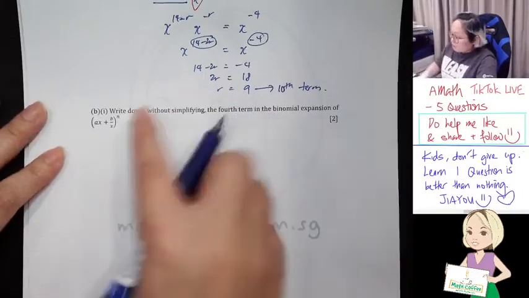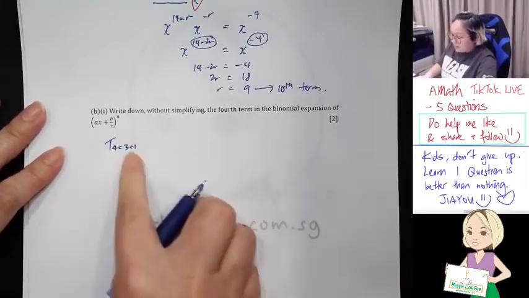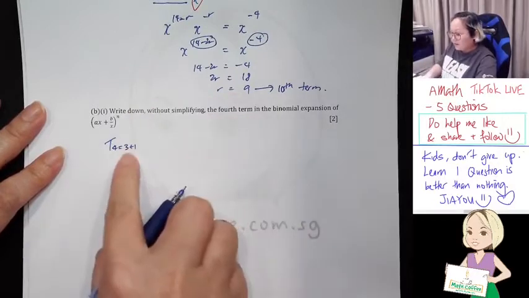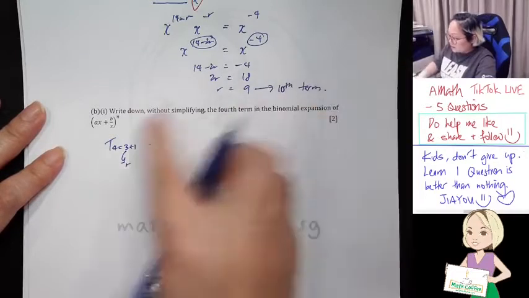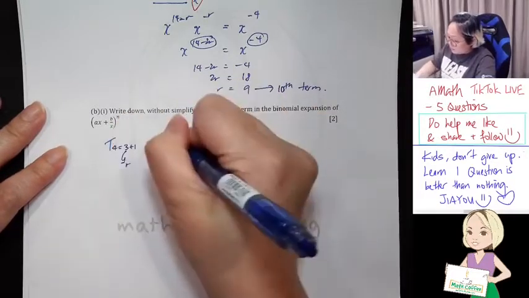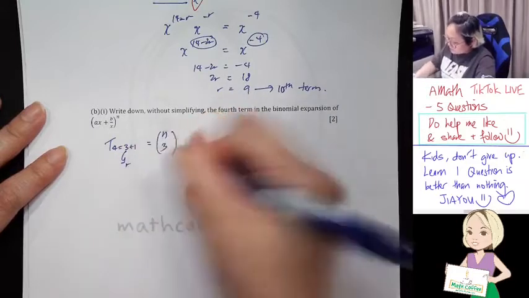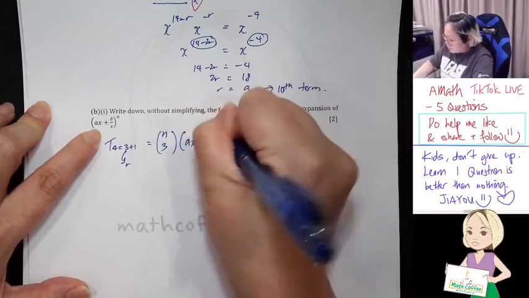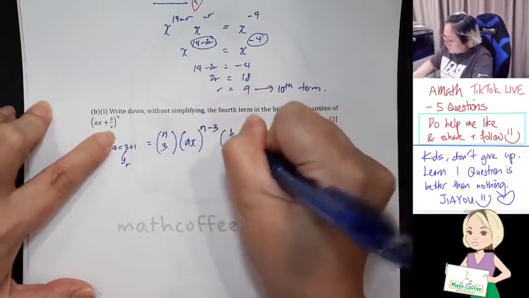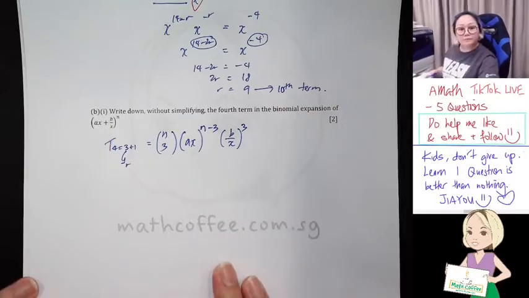Okay, so fourth term means T4. So it's 3 plus 1. It means the r is 3. This one is the r. So use the formula that we had just now. So kids, this one is n, right? You have no choice, this one has no number, so I have to put n. So n choose 3. A is ax. This is n minus 3. This is b over x to the power of 3. Okay?